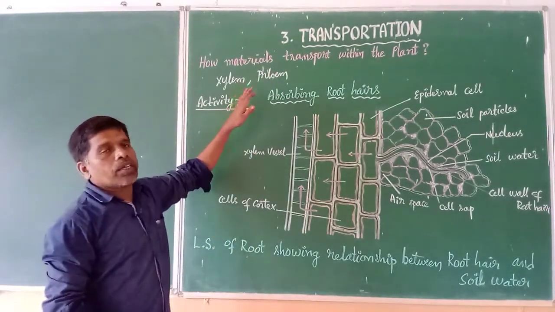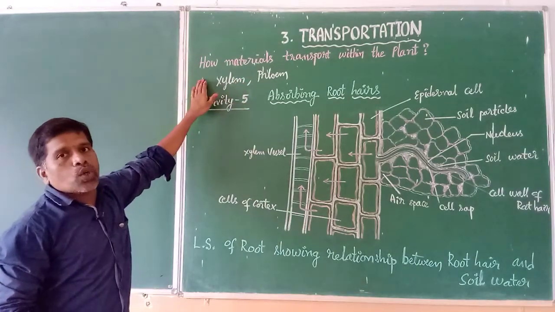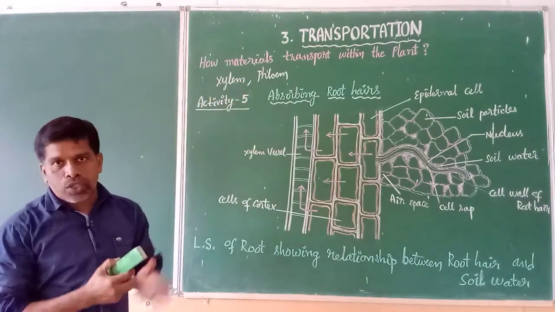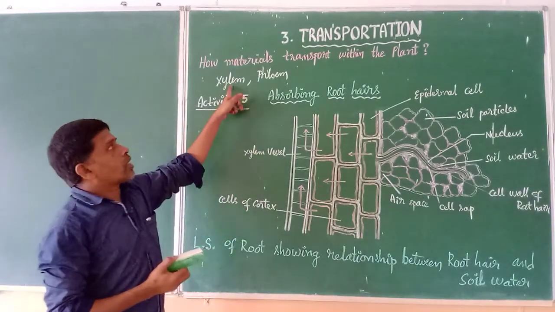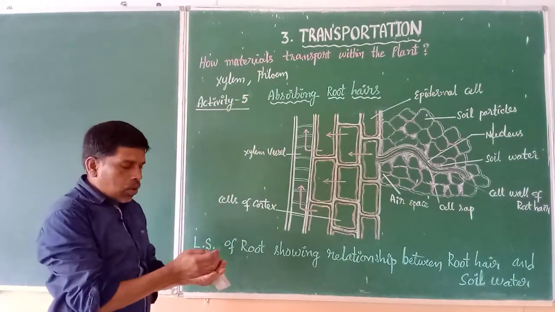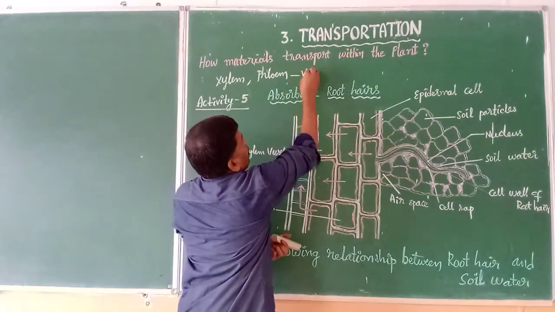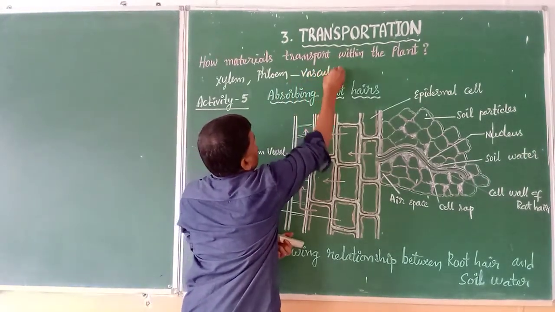There we have studied different types of plant tissues, simple tissues and complex tissues. One type of complex tissue present in the plants is the xylem and phloem, and these are also called vascular bundles. We call them vascular bundles.